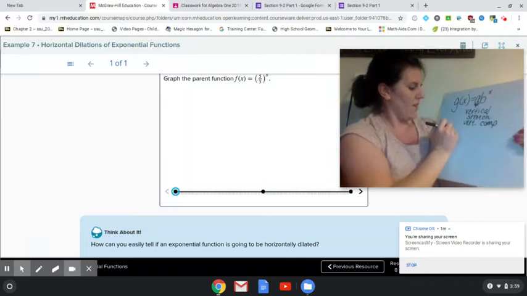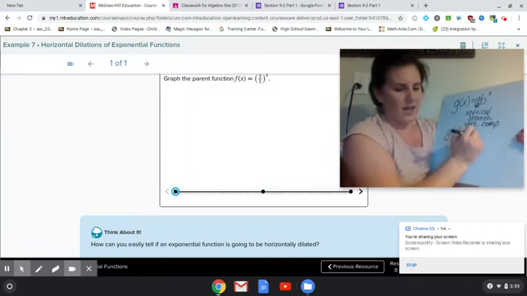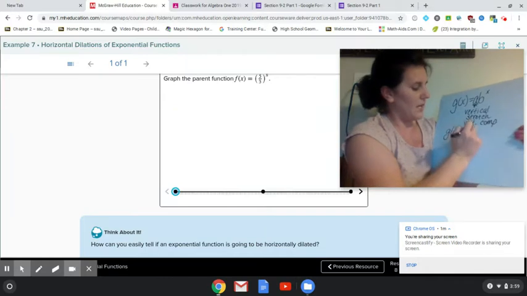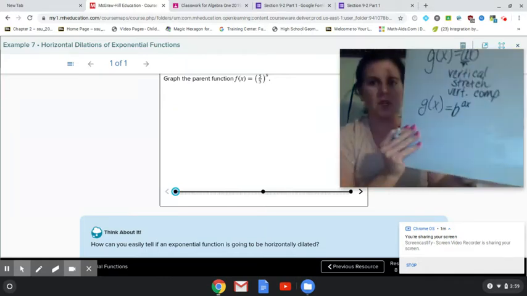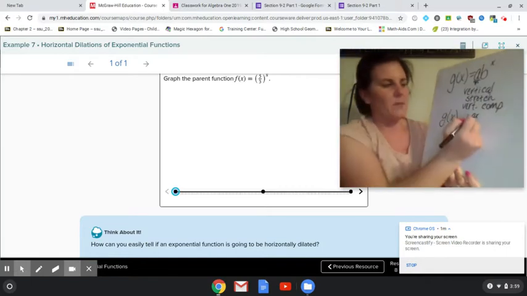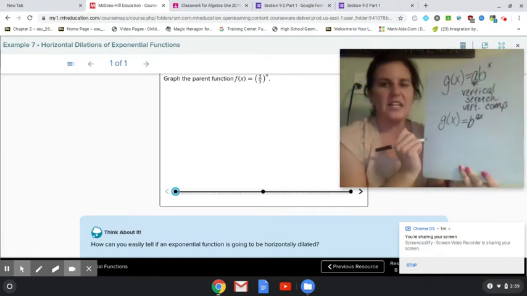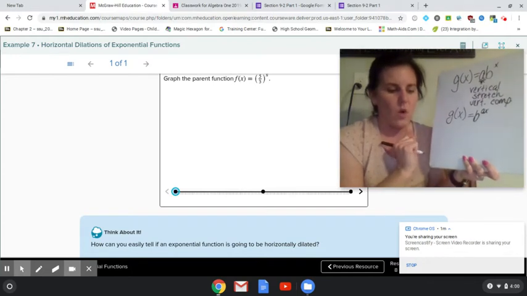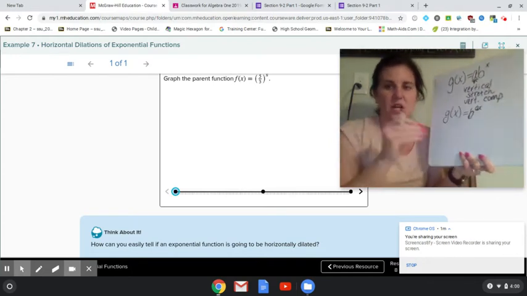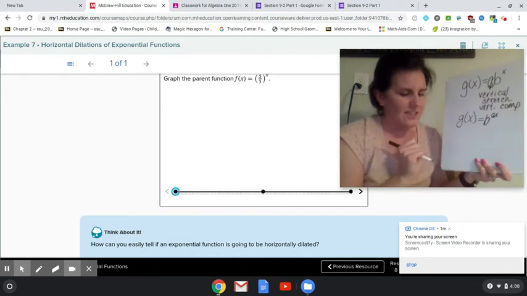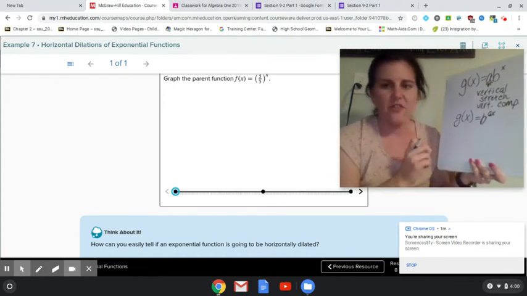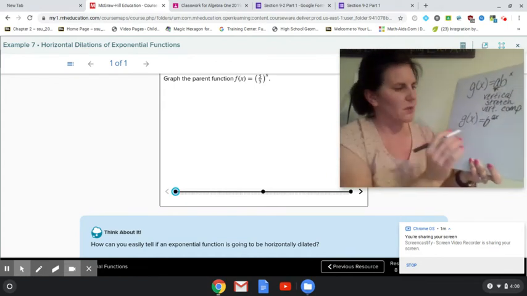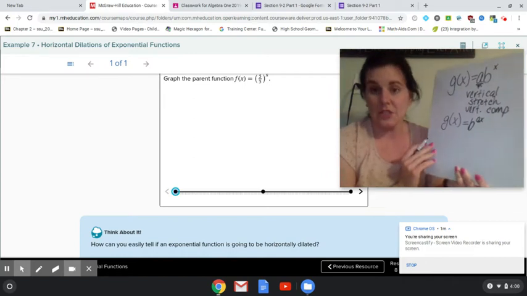Okay, then the other function that we have to consider is when we have b raised to the ax power. So I have the letter b being raised to the power. Then this a determines if it's a horizontal compression or if it's being stretched horizontally. All of this is in the middle of page 500. It explains this, but I just kind of wanted to go over it in case you didn't read it.